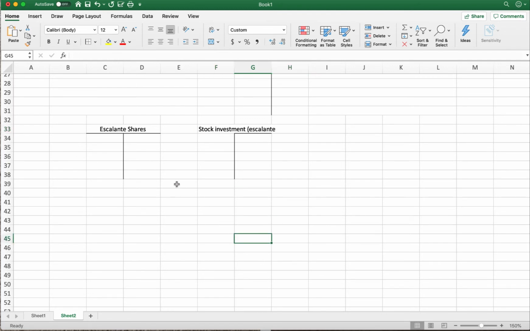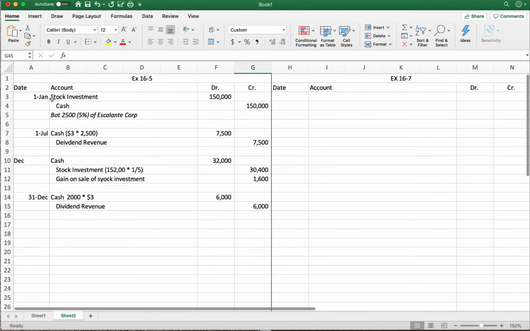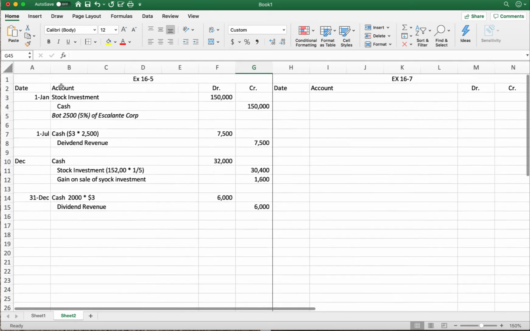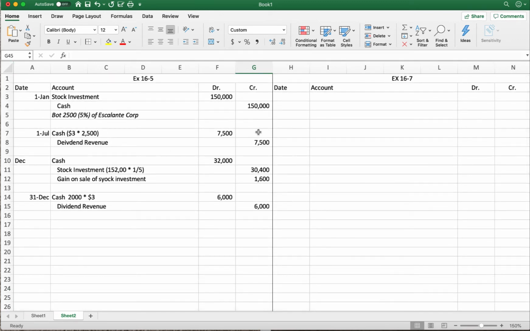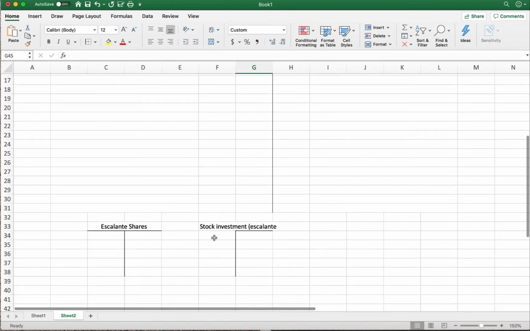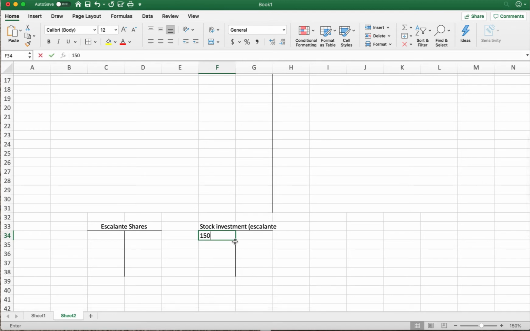Okay, so notice what happened, right? We debited $15,000 of that in that stock investment account, right? Credited cash. So we would have to post this to a journal entry, right? I'm not going to post the cash. I'm not going to create a T account for the cash. I'm just doing one side of these transactions, okay? So, well, I need to debit $150,000 to this account.